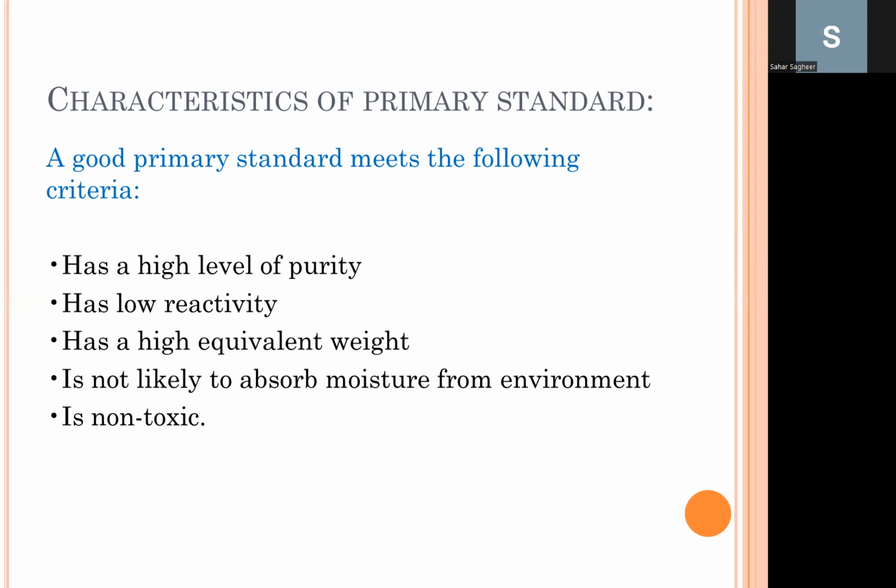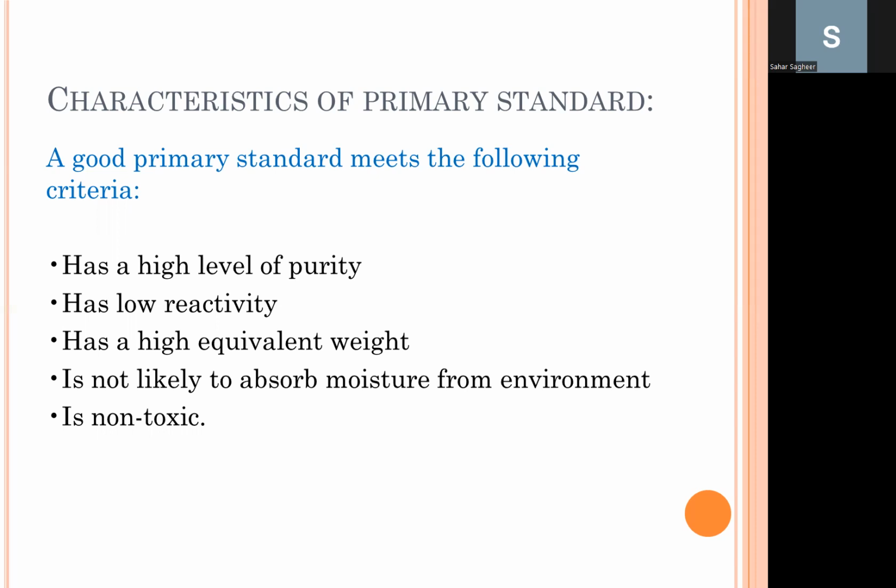A primary standard should have low reactivity so that it can't react with other substances easily. And a primary standard should have a high equivalent weight. So what is an equivalent weight? Equivalent weight is the quantity of a substance that exactly reacts with or is equal to the combining value of an arbitrarily fixed quantity of another substance in a particular reaction. Equivalent weight has the formula of molecular weight over valency, that is, equivalent weight is equal to the molecular weight of a substance over its valency.